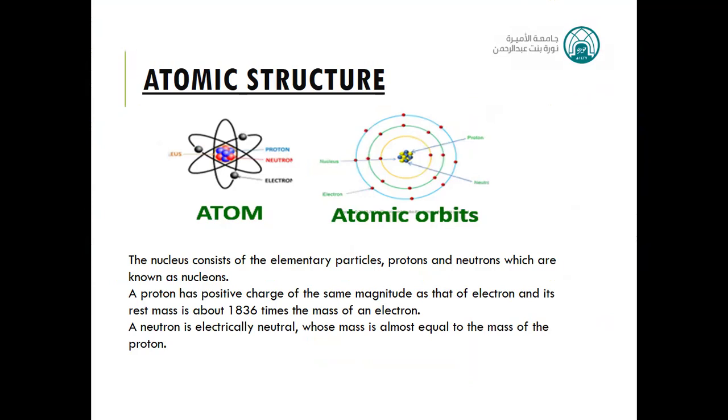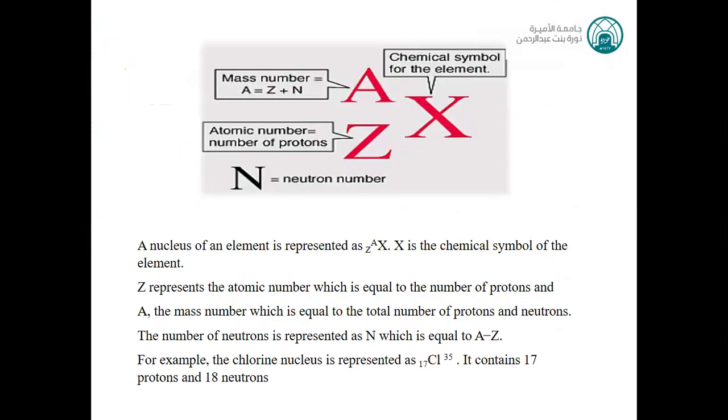The proton has a positive charge. This charge is equal to the electron charge, but its mass is equal to 1,836 times the mass of the electron. A neutron is electrically neutral, and its mass is almost equal to the mass of a proton.